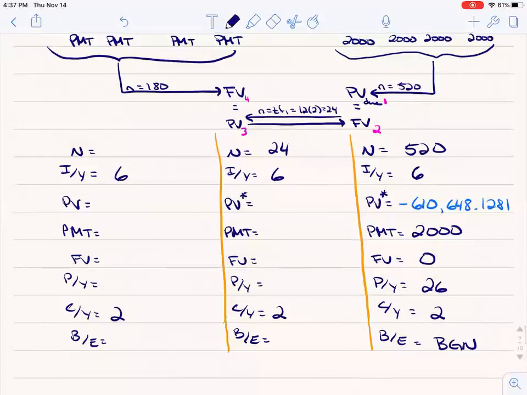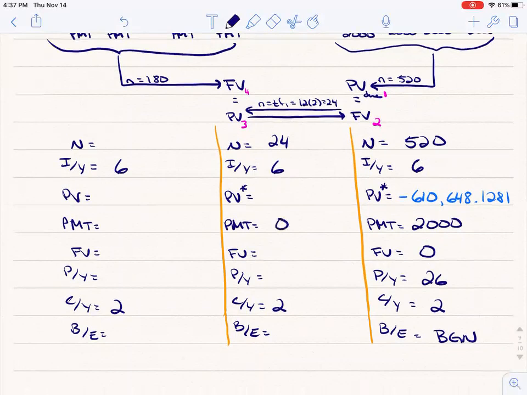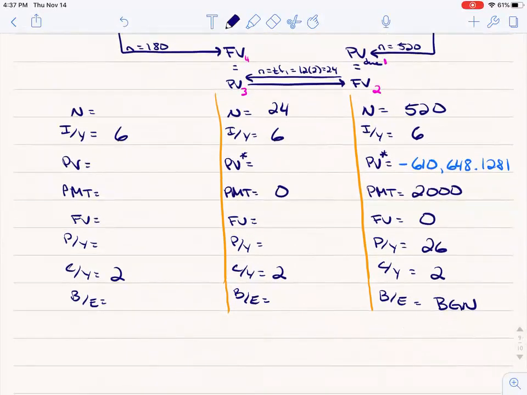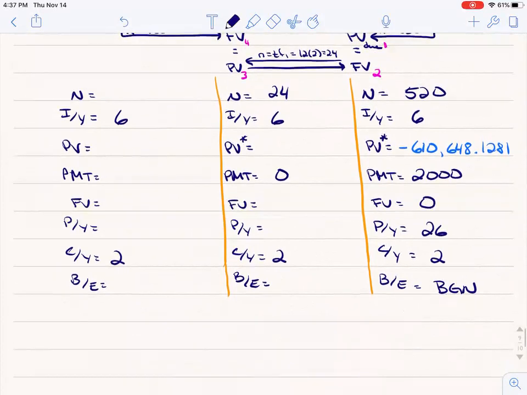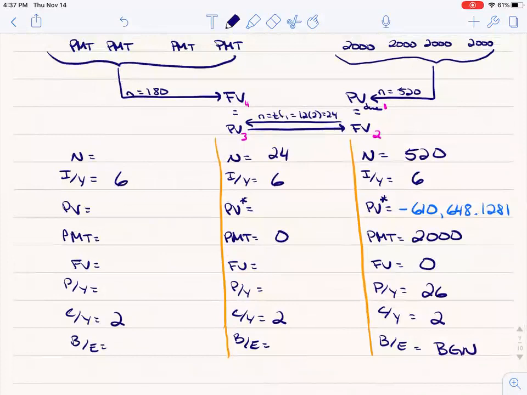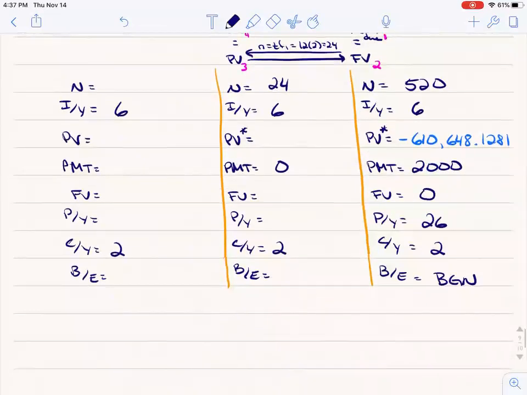Our payment amount for compound interest, remember we just set it to 0. There are no payments here. So there's 0 payments. And the future value is going to be, well, one has to be positive, one has to be negative. So if we imagine that, I guess I'll keep my present value positive and keep my future value negative, right? Because it's leaving my hands. So I've got negative 610,648.13, right? Rounding properly.